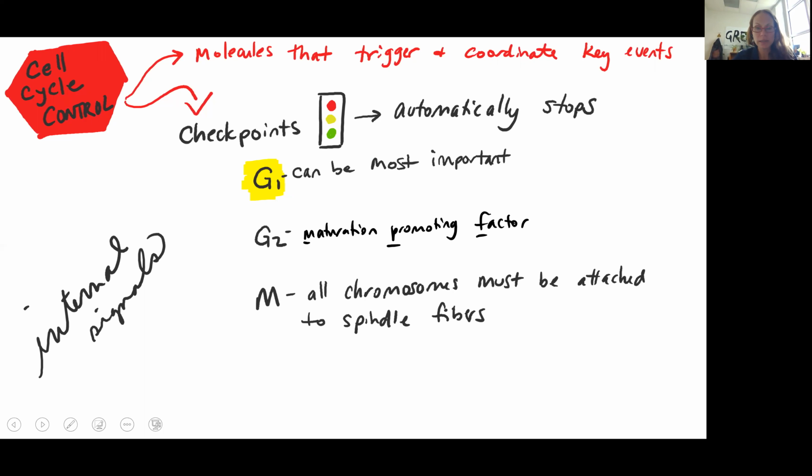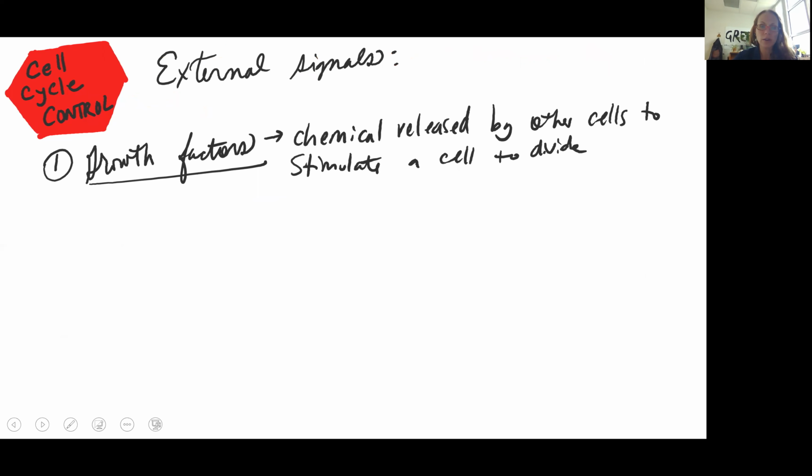There are 3 checkpoints discussed in our text. We have G1, which is probably the most important because that's going to initiate that whole preparation for division. G2 is complete when you have maturation promoting factor. And then the M checkpoint, remember, is required in order to transition from metaphase to anaphase, and occurs when all of those chromosomes are successfully attached to spindle fibers. So as we start looking at the process of mitosis, we can see where that step is going to be critical to complete mitosis.